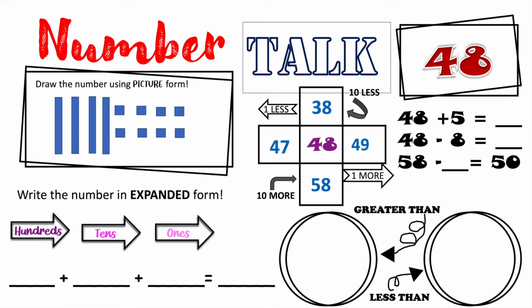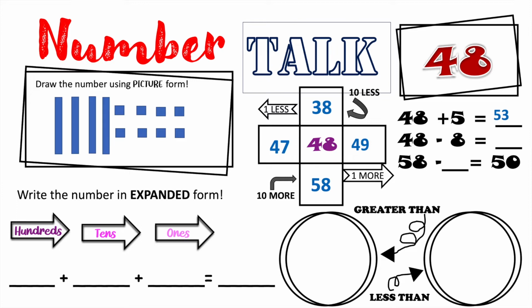48 plus 5 equals, I know that the 8 needs 2 more to make a 10. If I take 2 from the 5, that would make 50, and we have 3 left, so 48 plus 5 equals 53. What would be 48 minus 8?